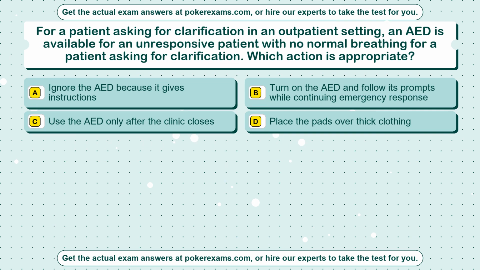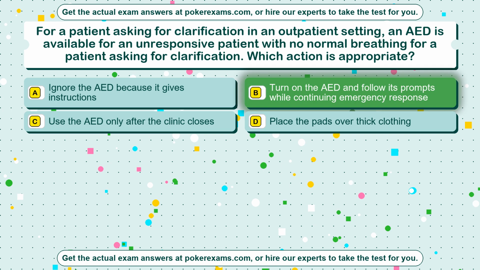For a patient asking for clarification in an outpatient setting, an AED is available for an unresponsive patient with no normal breathing. Which action is appropriate? Option A. Ignore the AED because it gives instructions. Option B. Turn on the AED and follow its prompts while continuing emergency response. Option C. Use the AED only after the clinic closes. Option D. Place the pads over thick clothing.